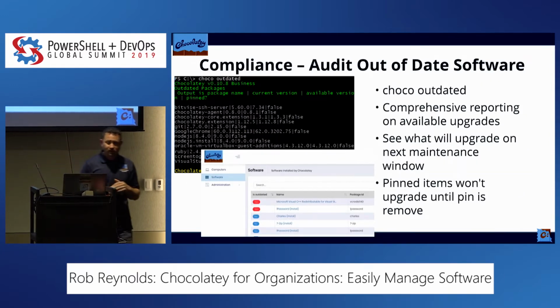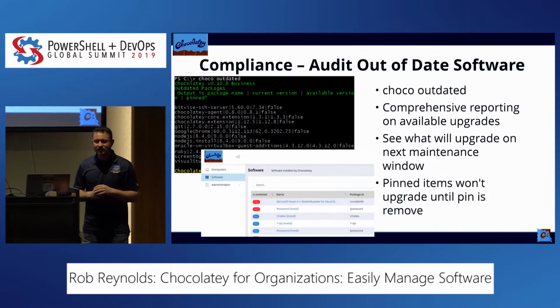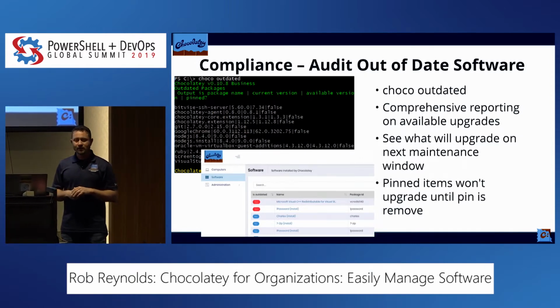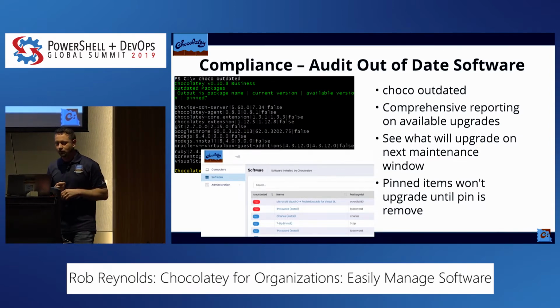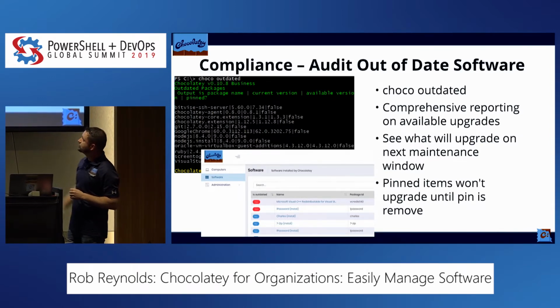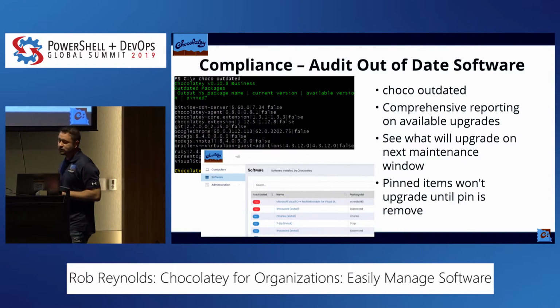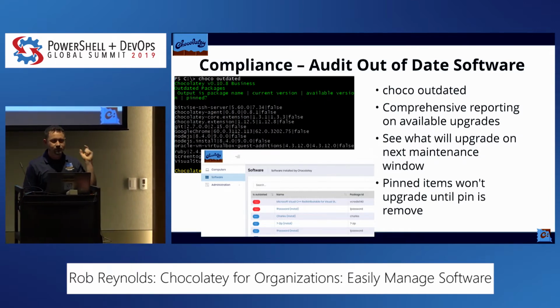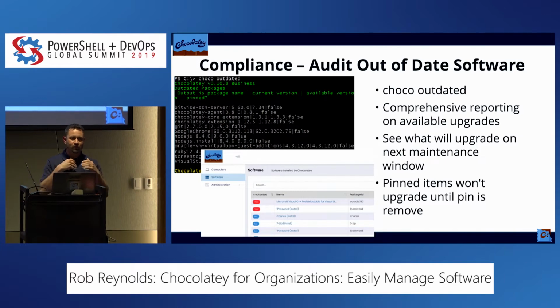Another really nice thing about Chocolatey is being able to see what's out of date on systems. This is super handy because a lot of things will tell you maybe you're out of date, but won't tell you how far out of date. What Chocolatey does is, if there's a new version available, you see what that version is as well, right? So you see the old version, you see the new version, and if you're hitting maintenance windows, hopefully you're going to know what's going to upgrade on that next maintenance window.